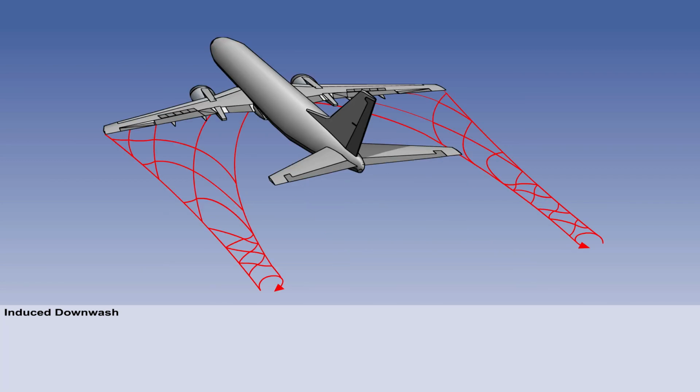Wingtip vortices, in particular their influence on upwash and downwash, have significant effect on several important areas of aerodynamics, stability and control. Some of these effects will be examined in the following lessons.